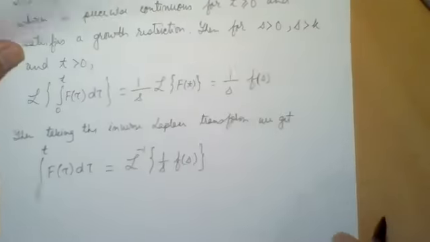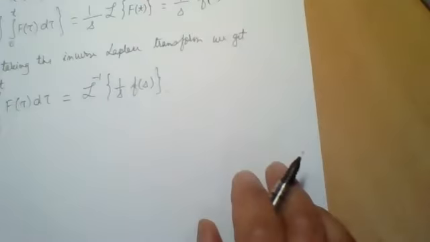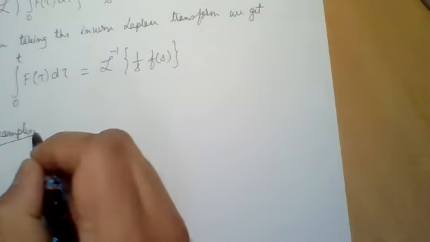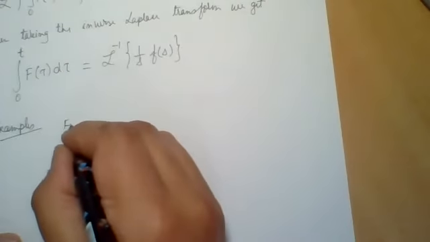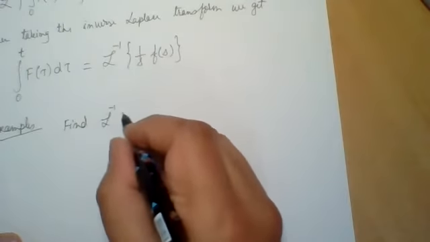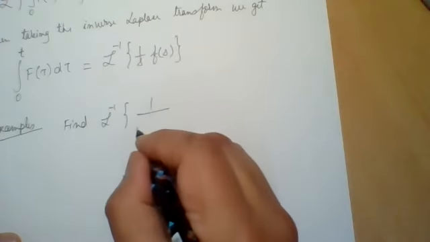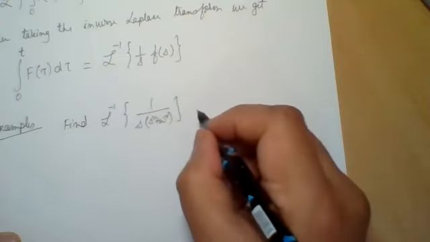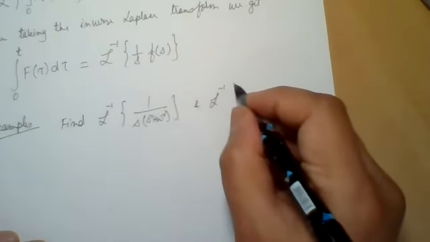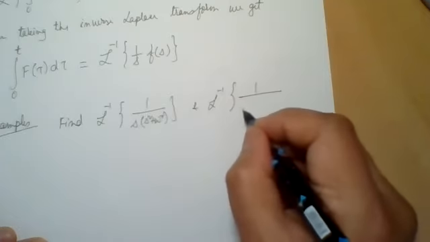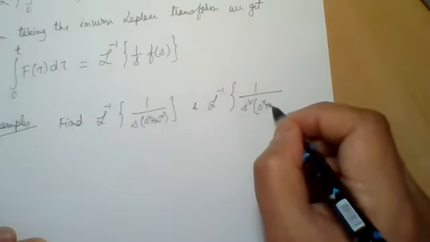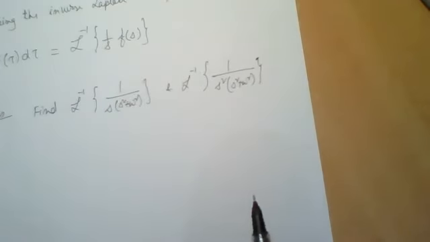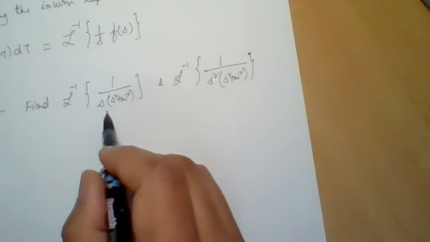So let us use this particular formula to calculate some examples. Examples. Find the inverse Laplace transform of 1 by s squared plus omega squared, and the inverse Laplace transform of 1 by s times (s squared plus omega squared). So first, let us find out the inverse Laplace transform of this.